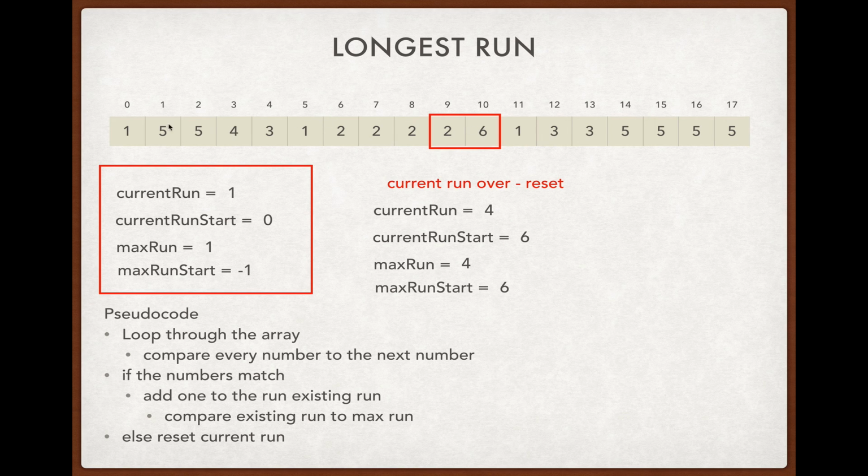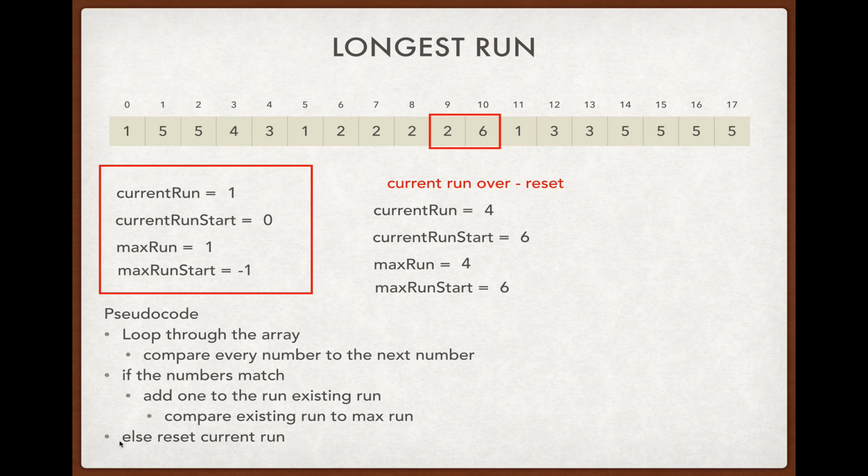So I'm comparing the 2 numbers. If the numbers match, like these 2 5s match, I'm going to add to the existing run. So I'm going to make the run 2, and then I compare. Hey, is my current run bigger than my max run? If so, let's make a switch. And the final thing, if the numbers match, I'm going to do these 2 things.